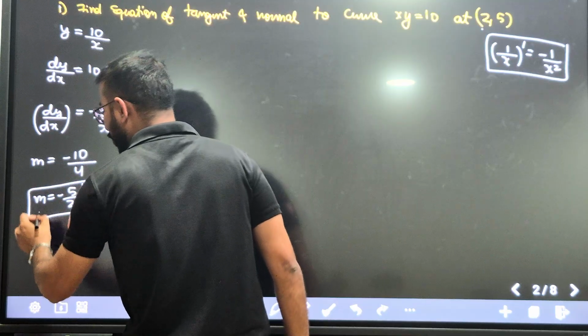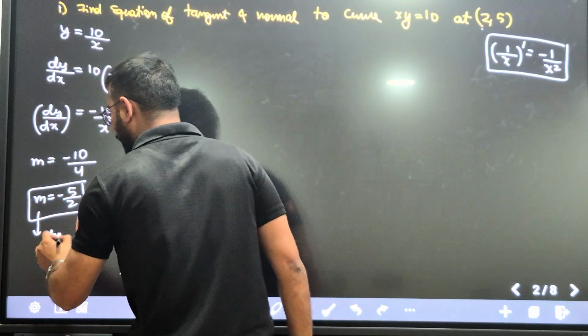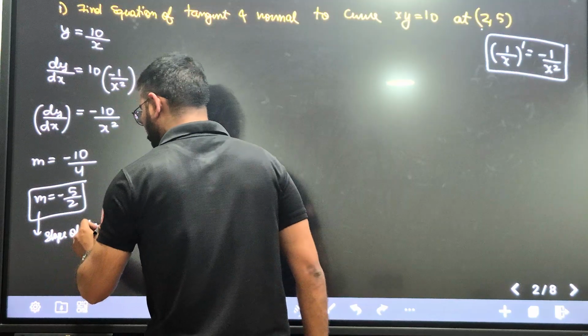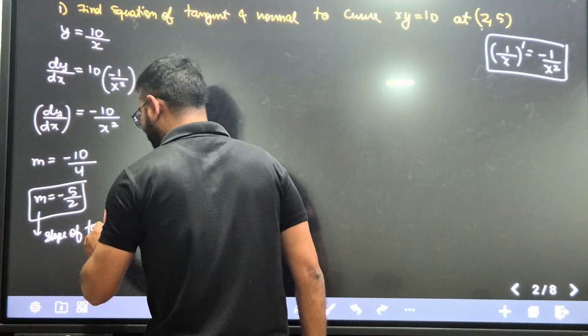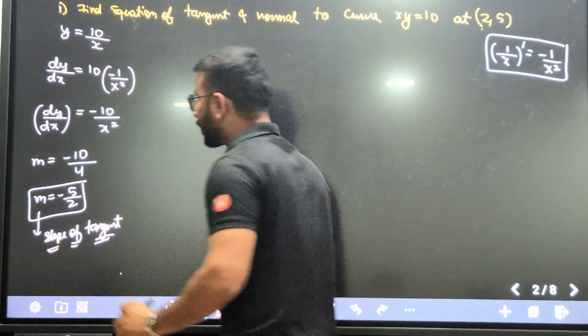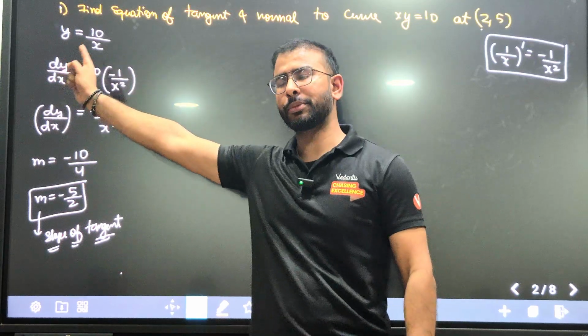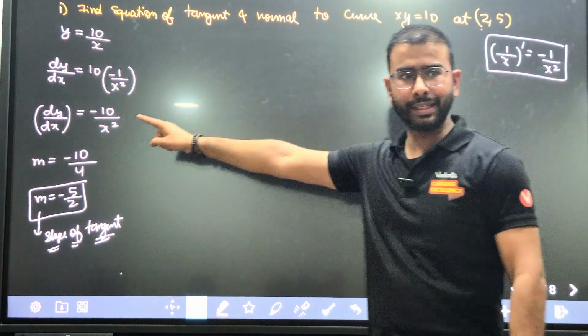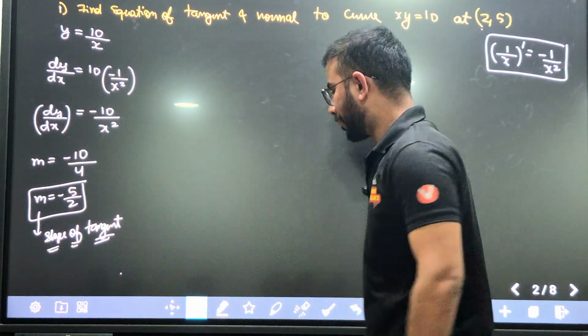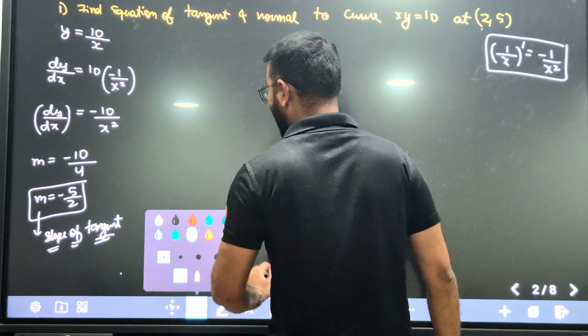Here m is always your slope of tangent. So it's not at all rocket science, it's easy. Make sure we understand this. If you differentiate the function and substitute the given point, what you will get is the slope of tangent, which is m.